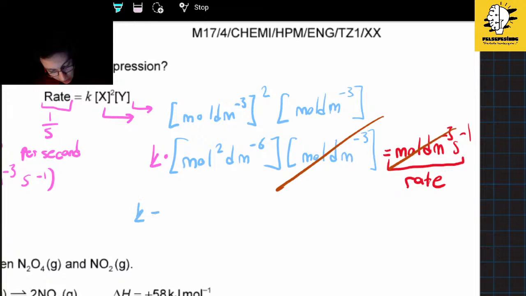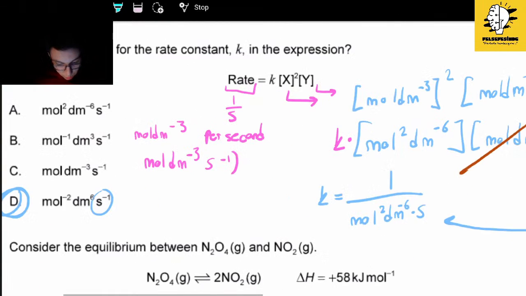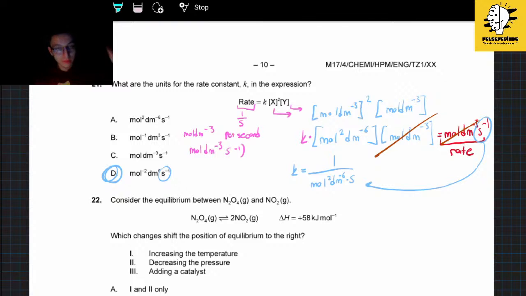So we are just writing the opposite of what is here. So k has to be 1 over mole squared decimeter to the power of minus 6, and times second, because we have the second here. So I took this second here, and as you can see now our answer will be mole -2 decimeter 6 s -1, right? Yes. This is how you should do it. I forgot to say the other part of rate. Pardon me for this.